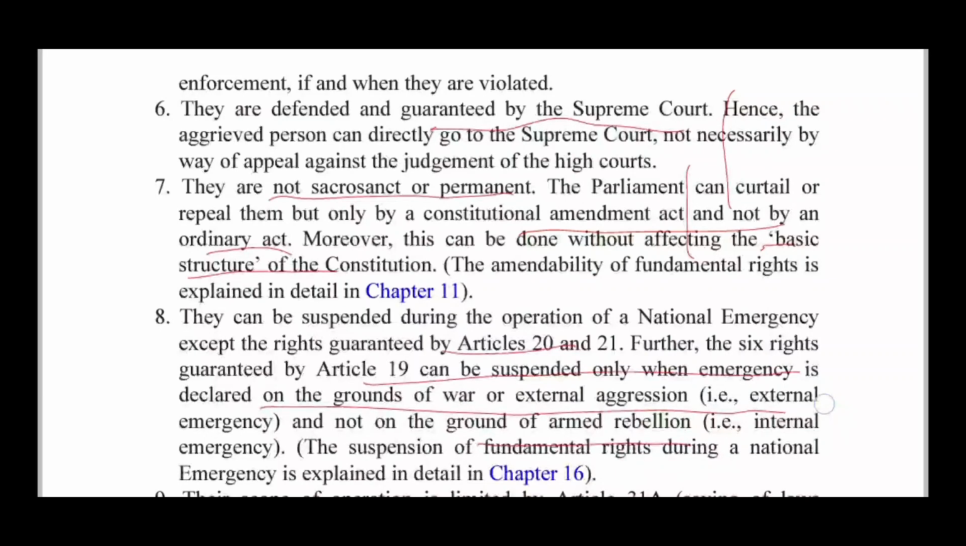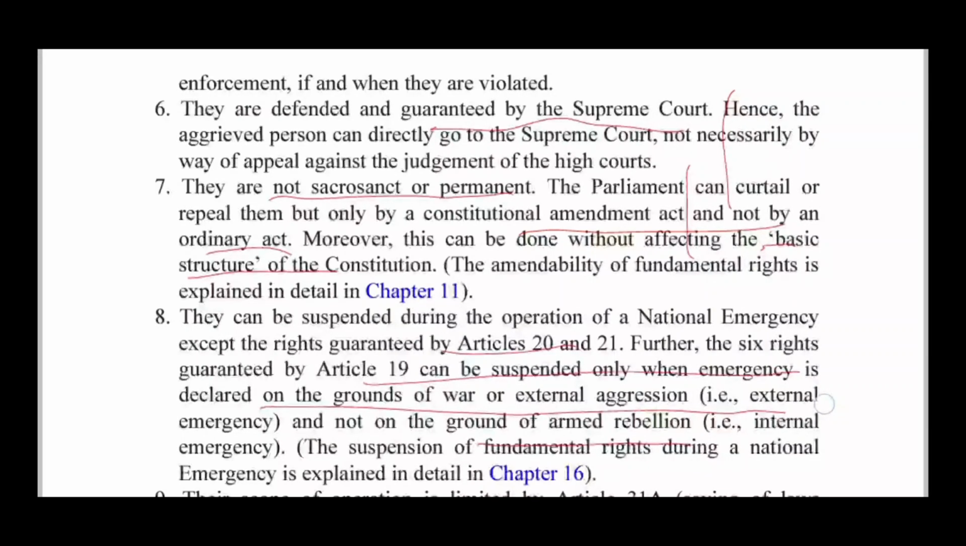So a national emergency can be declared based on 3 grounds. One is on the ground of war, second one is external aggression. Both together we will call external emergency. And the third one is armed rebellion. We will say it as internal emergency. So we have 2 types of reason for declaring a national emergency. They are external emergency or internal emergency.